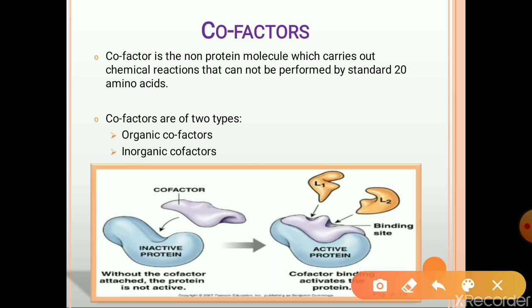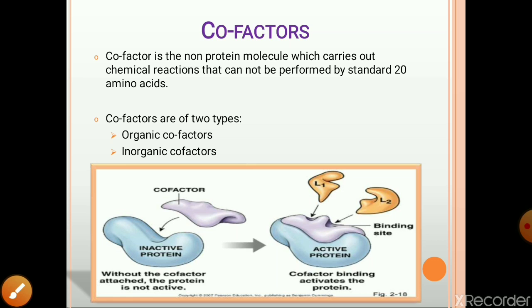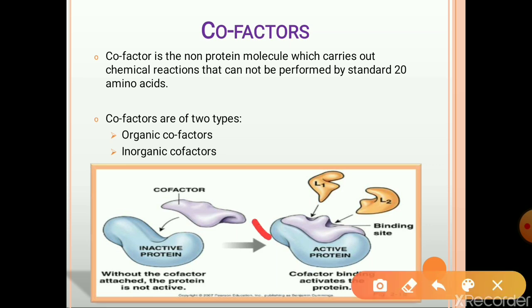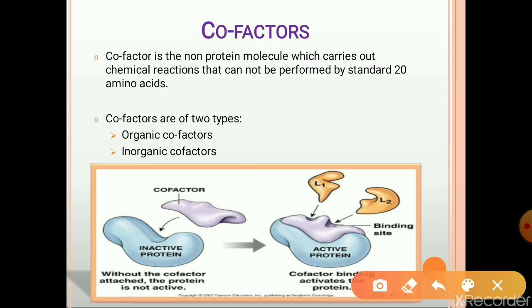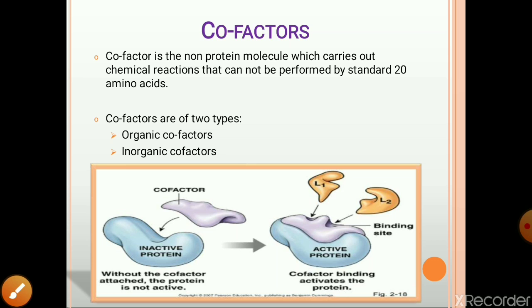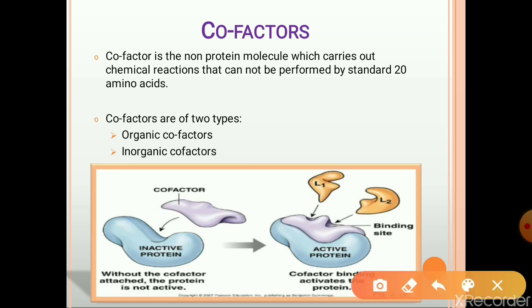There are two types of cofactor here: organic cofactor and inorganic cofactor. First we study this image. Here the cofactor will bind to the protein, which means the enzyme. Here you see that the cofactor is bound to the enzyme, then it will be an active protein. If the cofactor is not bound to the protein, then this protein will not be active. Here the protein is nothing but an enzyme.